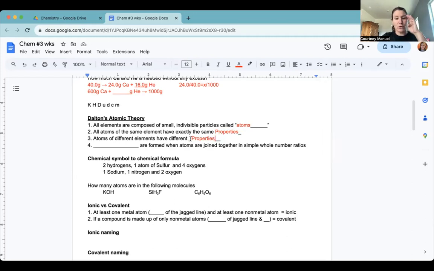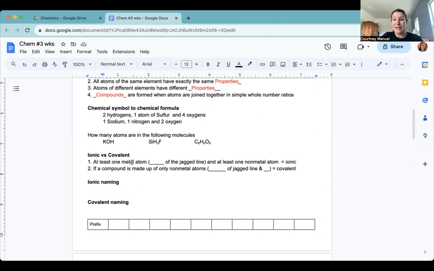Number 4. So the reason I'm highlighting this is because your test asks you these questions. Number 4, blank are formed when atoms are joined together in simple whole number ratios. Well, what is formed? Compounds are formed. Okay. So you're going to write those numbers and words down. Okay, here we go. Next one.